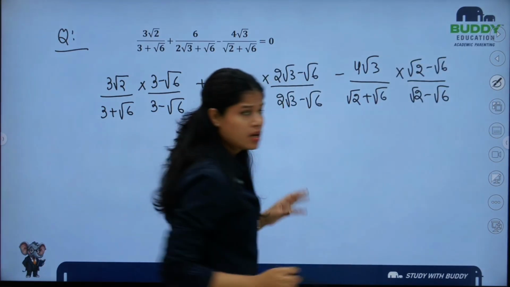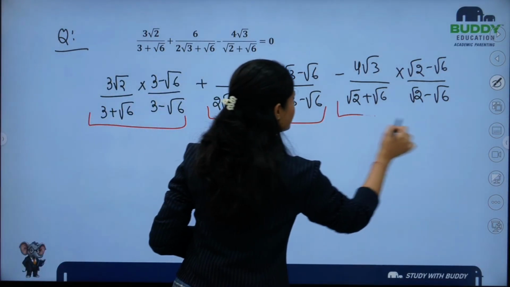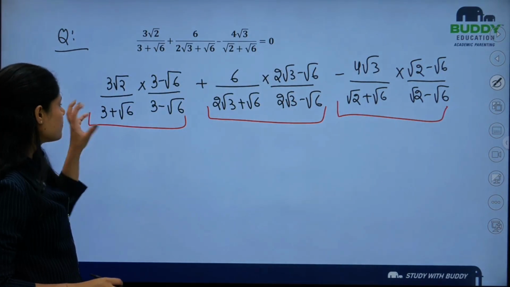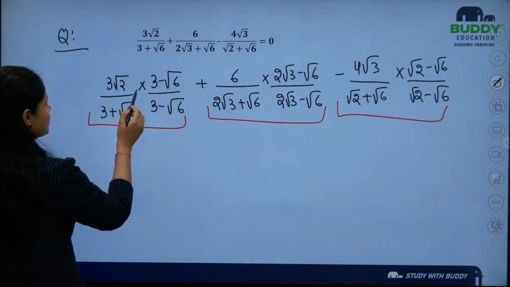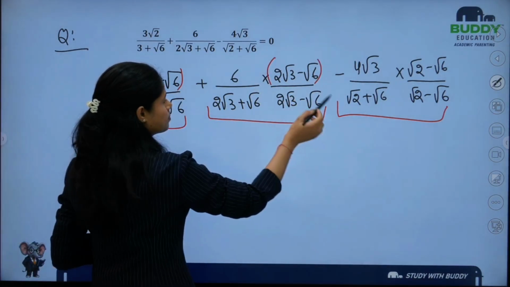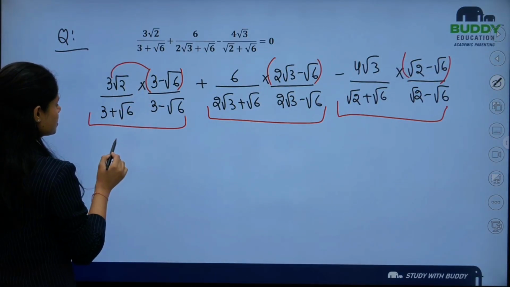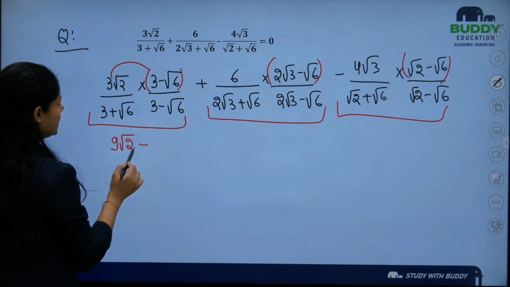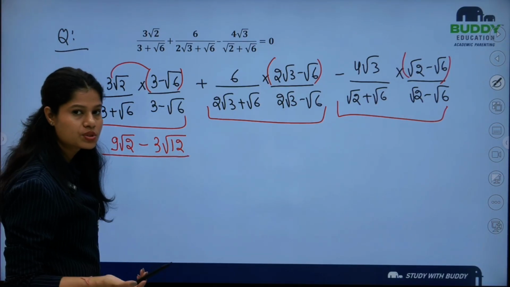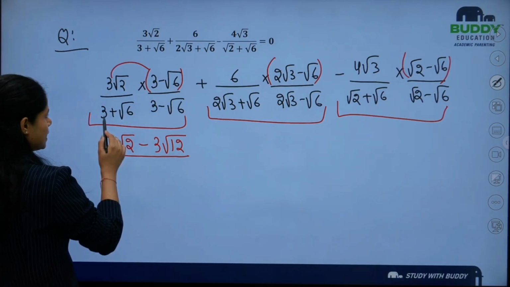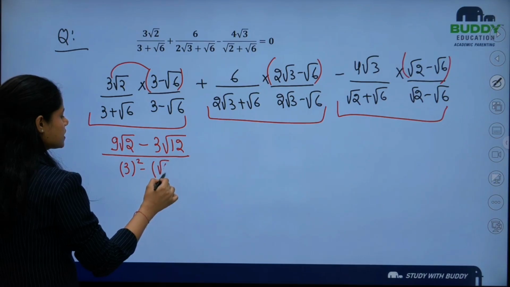So I hope till this part everything is sorted, because there are only 3 different sections for which we have done rationalization. Now let's be a little cautious when we are doing multiplication. Here it's in brackets, in brackets, in brackets. So when these 2 things are multiplied, 3 3s will be 9 root 2, then there will be negative 3 root 12. In the denominator we have to use the same identity, a plus b into a minus b. So when you multiply, this will be 3 square minus root 6 whole square.